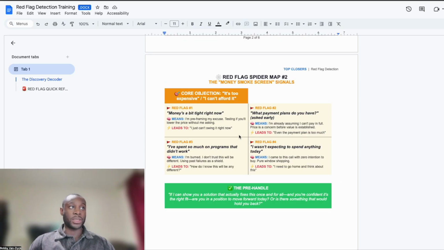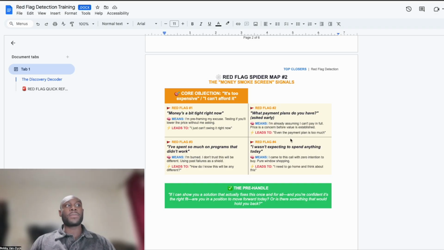So if a lead says money's a bit tight right now, usually they can be quite honest, they'll be upfront, and they might say that during the discovery, like, "Oh yeah, a lot's been going on right now, money's a bit tight." They're pre-framing an excuse, testing if you'll lower the price without them asking. This leads to the lead saying, "I just can't swing it now. I just can't do it right now." Another red flag: "What payment plans do you have? Do you guys do monthlies? How does it work?" Already assuming they can't pay in full, price is a concern before value is established. This is going to lead to even the payment plan is too much.